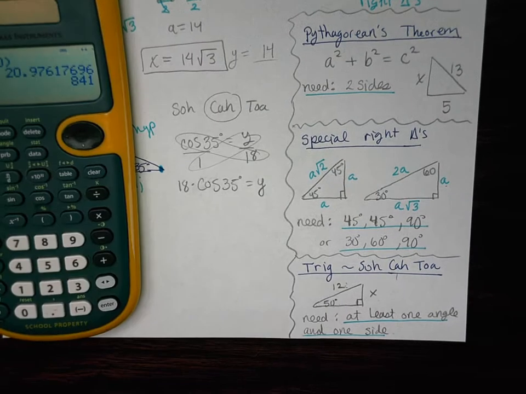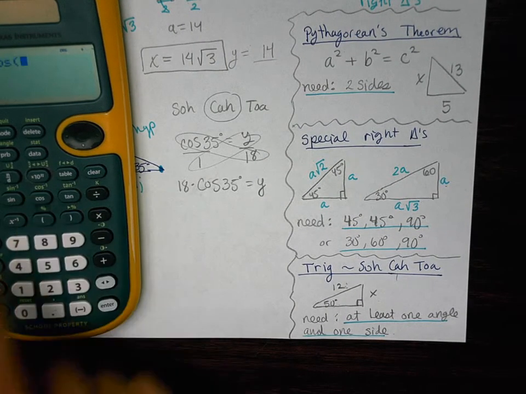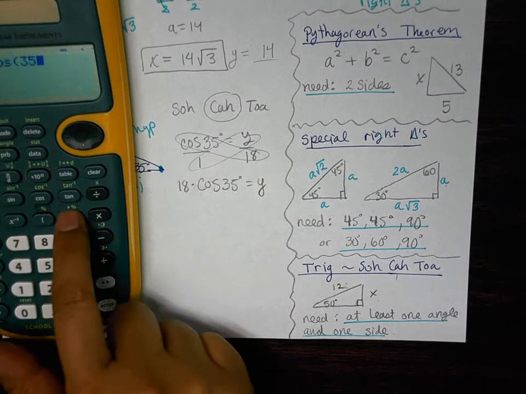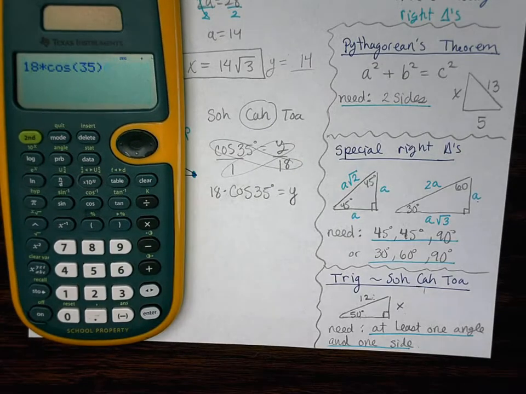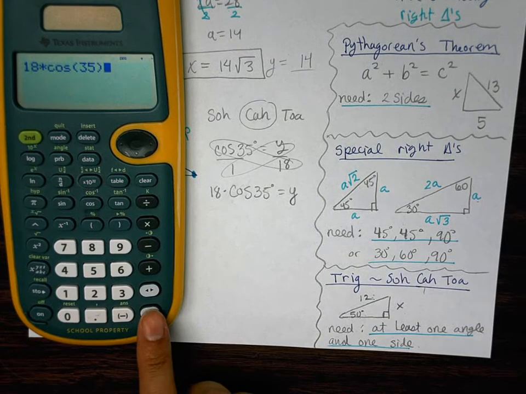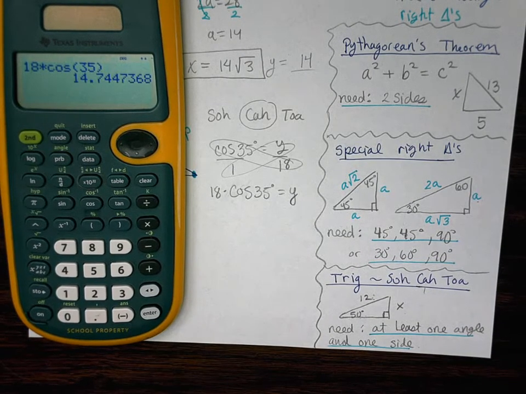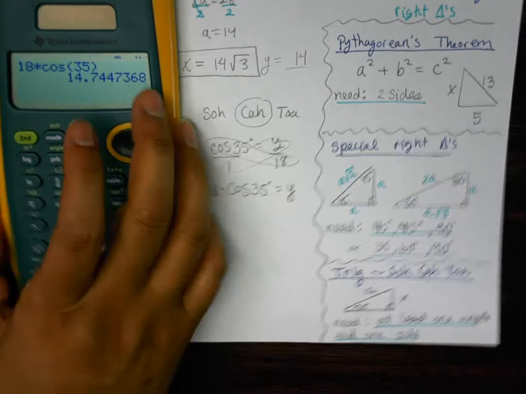All right, is this ready to plug in the calculator? Yes, so turn your calculators back on if they've turned off. 18 times cosine of 35. Hit enter. 14.7447368. Anybody get that? Yep. Does anybody have it in radical form? Like your calculator gave it to you in radical form? We're all good?